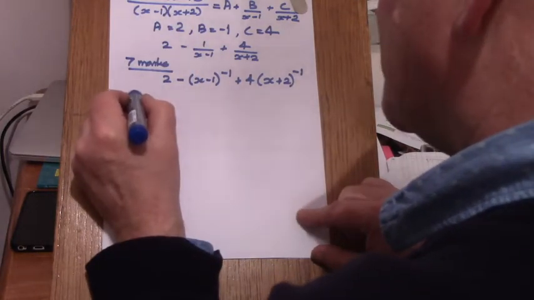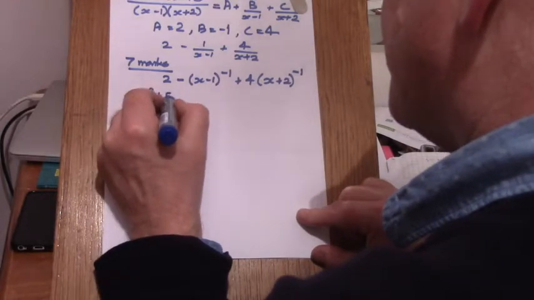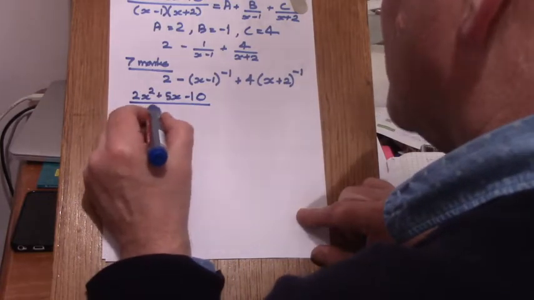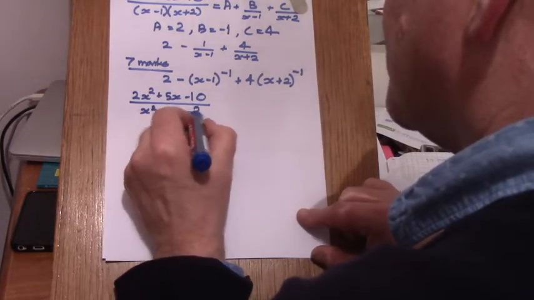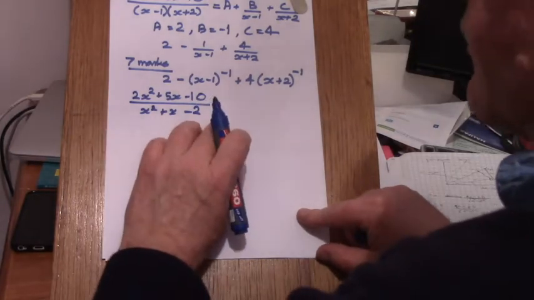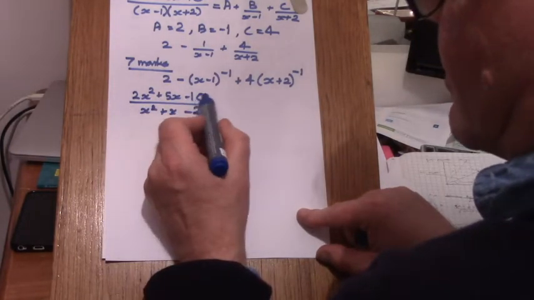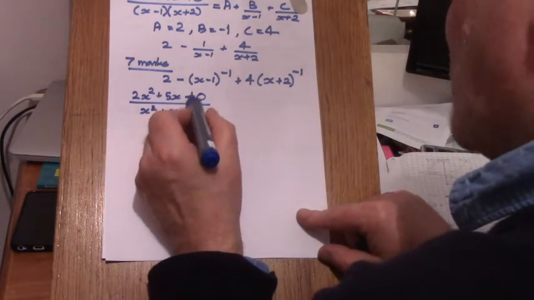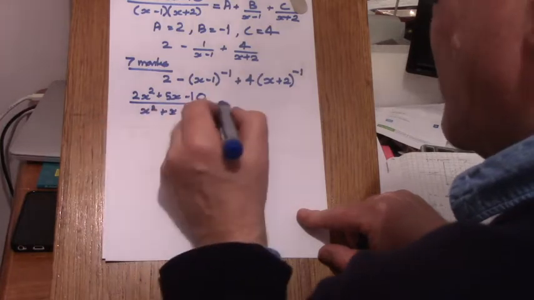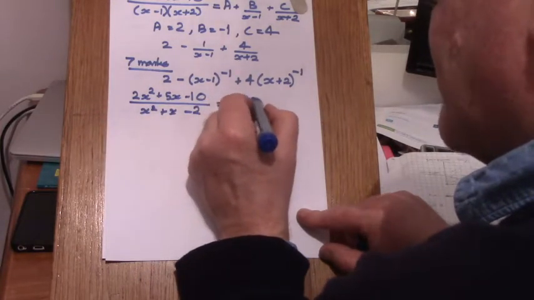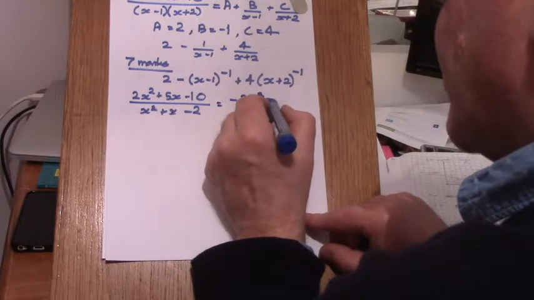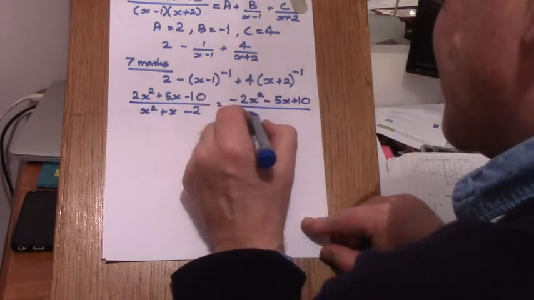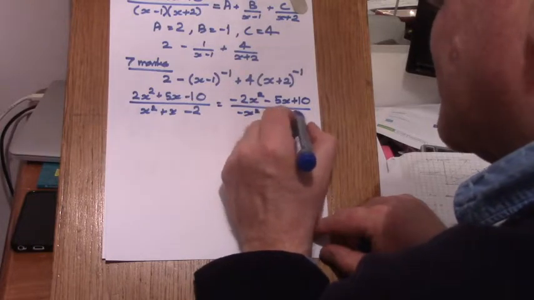So the fraction is 2x squared plus 5x minus 10 all over x squared plus x minus 2. And for the power series, we're going to put this back to front. And to avoid the awkwardness of the minus signs here, I'm going to first multiply everything by minus 1, top and bottom. So we get minus 2x squared minus 5x plus 10 over minus x squared minus x plus 2.